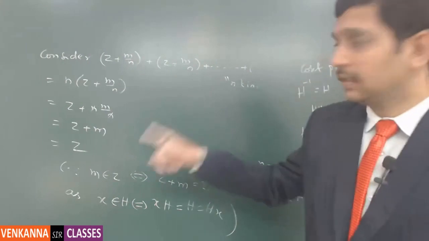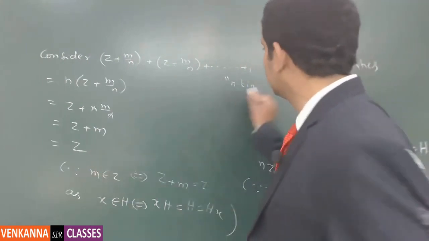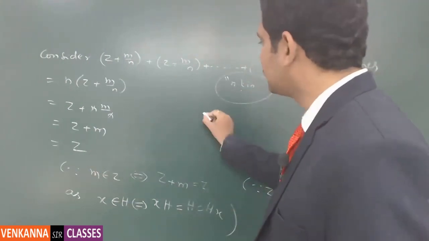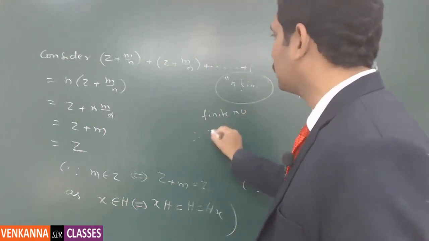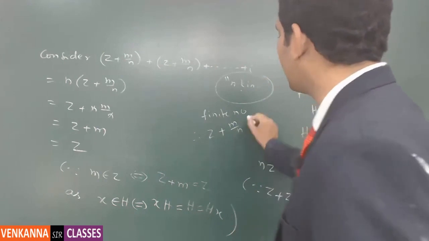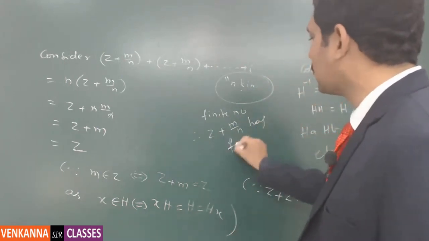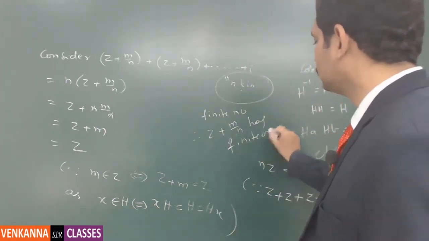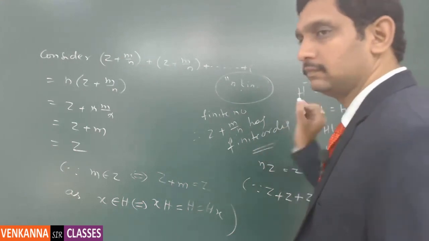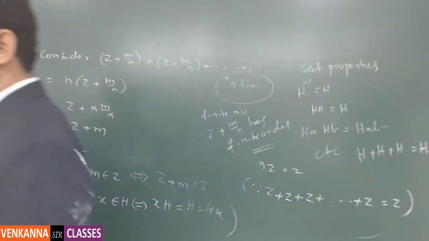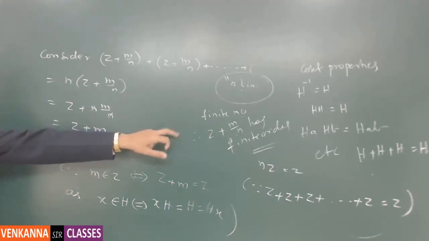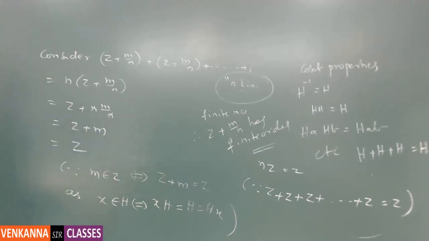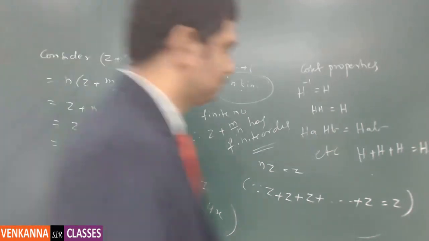Therefore, here you have taken n times. n is a finite number. Therefore, Z plus m by n has finite order. That we take. So this is the conclusion of the problem. Now let us take the other case.